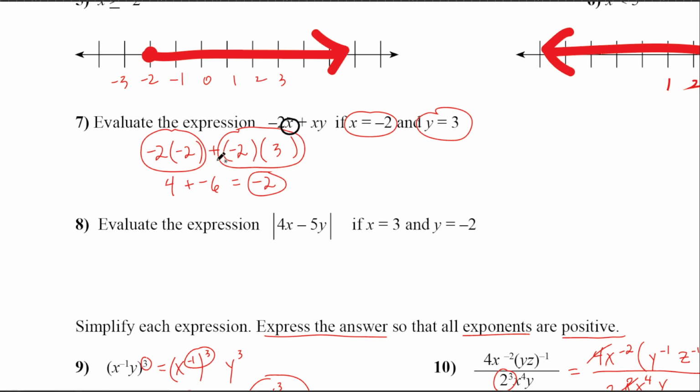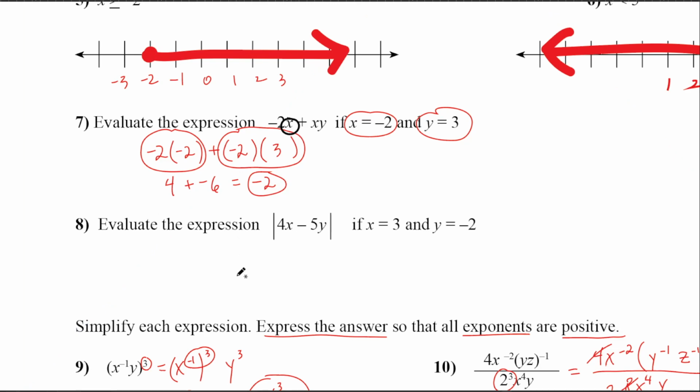And this is x times y. There's my x, there's my y. Multiply them, 4, negative 6. 4 plus negative 6 is negative 2. All right, so let's change colors. Let's go back to red.